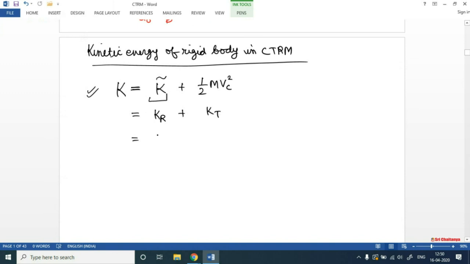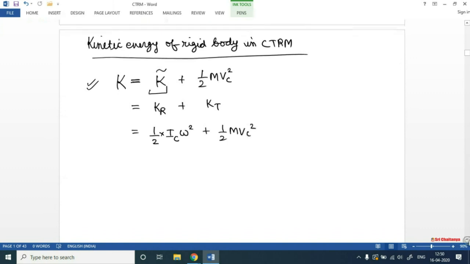And the rotational form of kinetic energy we can simply write as half into the moment of inertia about the center of mass into omega square. We have learned how to write the kinetic energy of a rigid body in purely rotational motion, and the translational part would be simply half m v_c square. So we will be using this formula in order to find the kinetic energy.